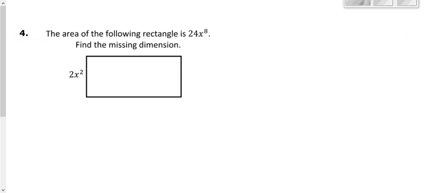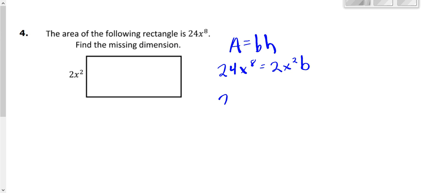Okay, number 4. The area of the following rectangle is 24x to the 8th. Find the missing dimension. So in this case, I know my area, which is 24x to the 8th. And I know my height, so I don't know my base. I know my height, 2x to the second. I'm going to multiply it by my base. So I'm working backwards. So instead I'm going to divide. So 24x to the 8th divided by 2x to the second.